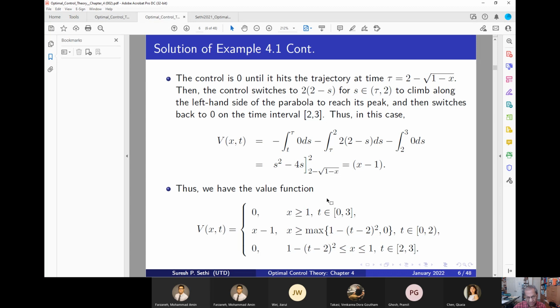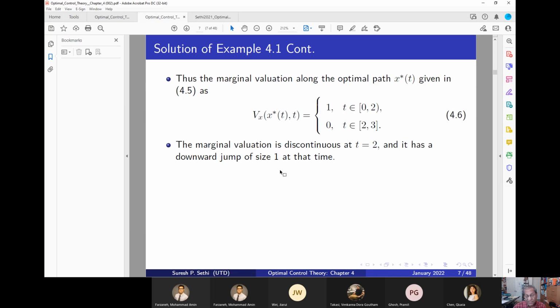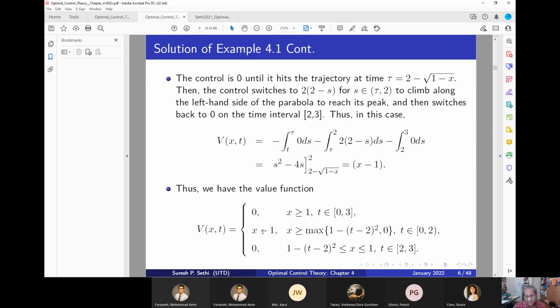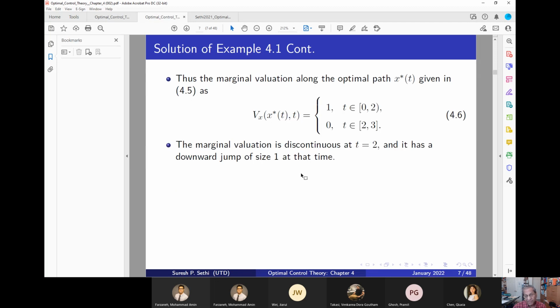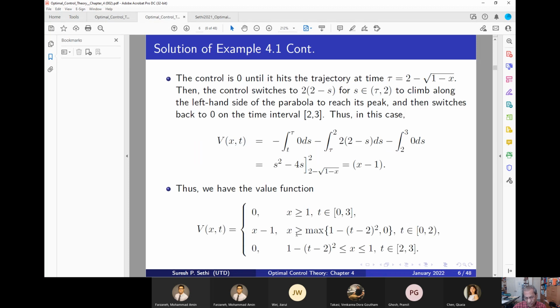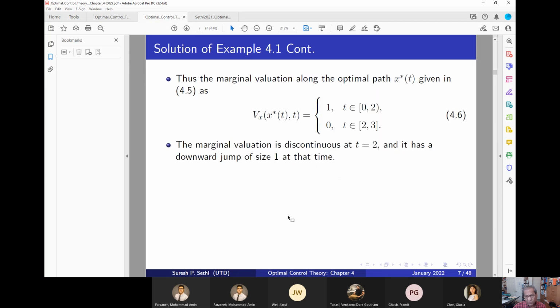so I have this control. Now let's take V sub x. That is 0, so it's no problem. But take the V sub x here. That V sub x is 1 from 0 to 2, and it is 0 from t equal to 2 to 3.